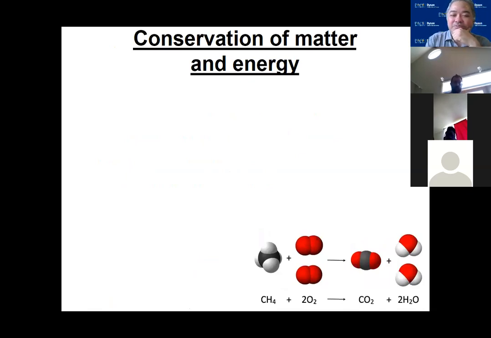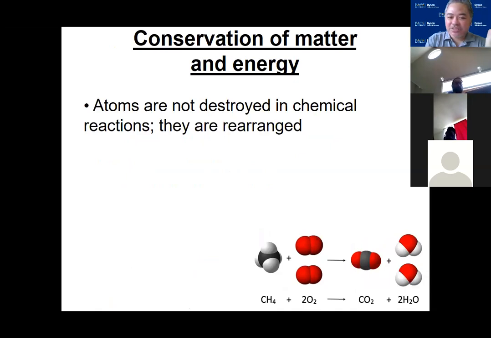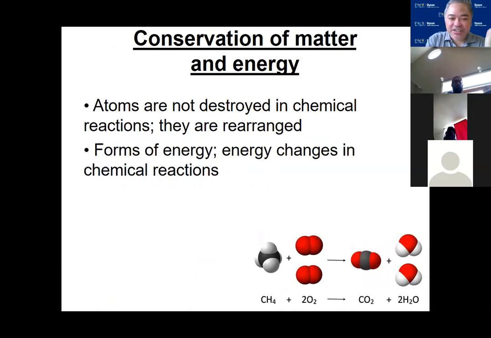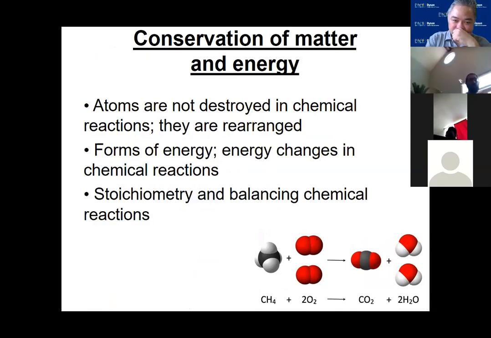So when you say conservation of matter and energy, we could say this is the first law of thermodynamics. Atoms are not destroyed in chemical reactions, they are rearranged. It can also include forms of energy, and the energy changes in the chemical reaction. So we can include here stoichiometry and balancing chemical reaction. So in all of these aspects, there's a conservation of matter and energy. Okay, so that's one of the big ideas in the ACS recommendation for high school chemistry.